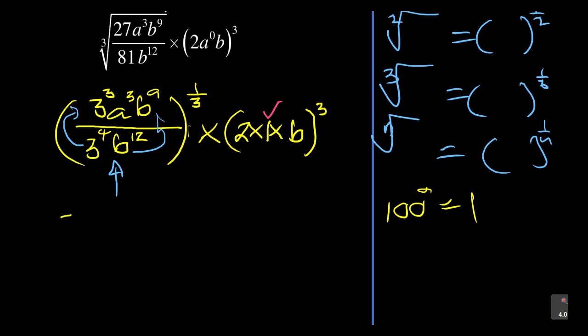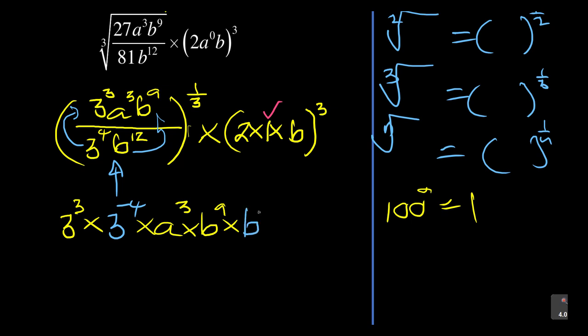Look at this. I will have 3 to the power of 3 times, guess what? It's 3 to the power of negative 4. Are you with me? And then times a to the power of 3, done with a, times b to the power of 9, and then times, I'm taking b now to the top, it's b to the power of negative 12. You see that? But let's not forget, I still have my bracket. My bracket says to the power of what? 1 over 3. Right? And times, I still have my other brackets.